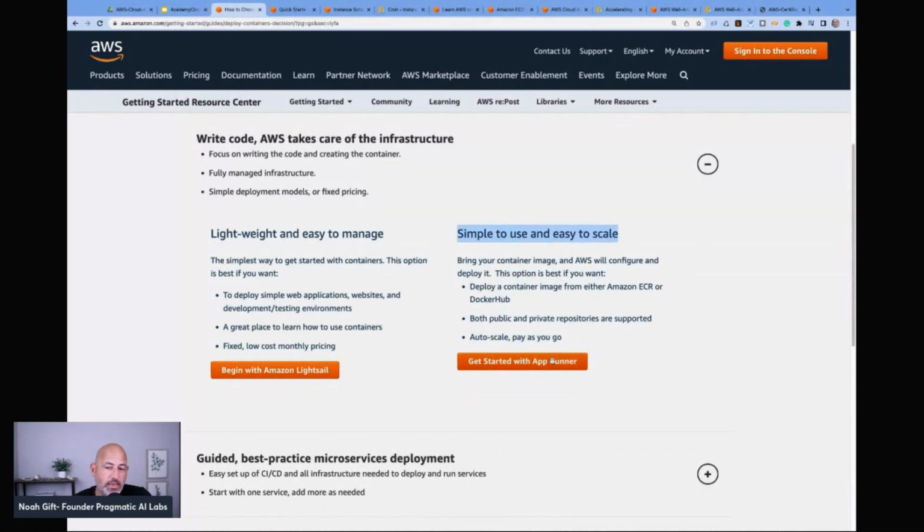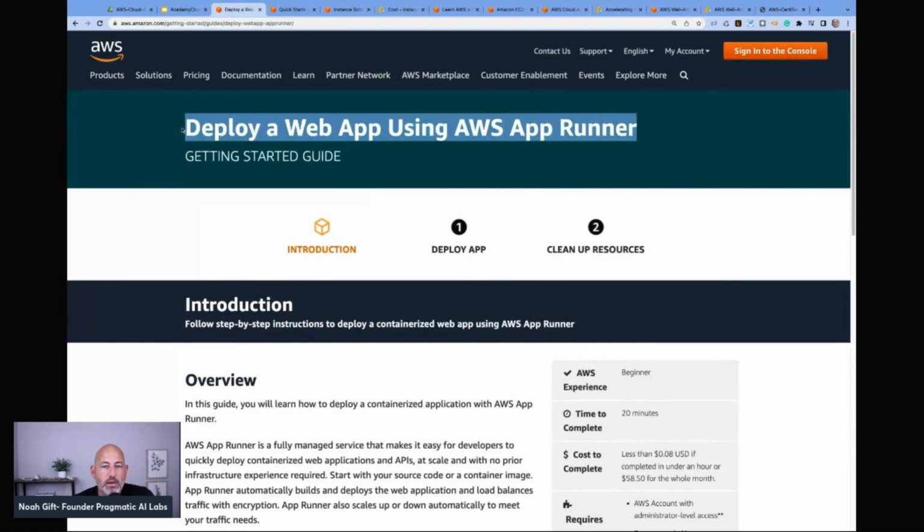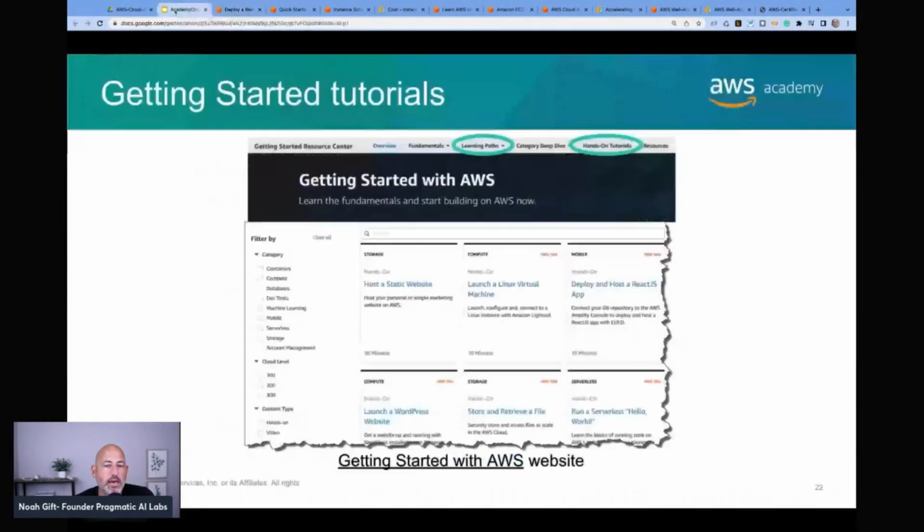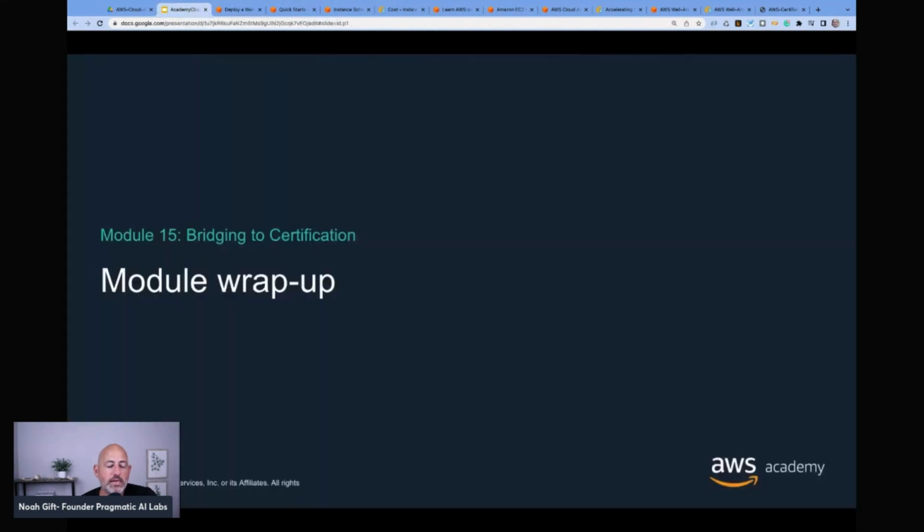I personally am a huge fan of App Runner, and I have a lot of content around AWS App Runner, and you can play around with it. But basically, you would just click on this, deploy a web app using App Runner, and you could actually take a look at how that works. So there's a lot of really good interactive tutorials here.